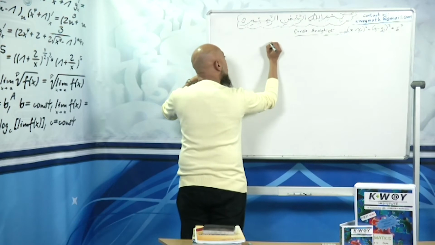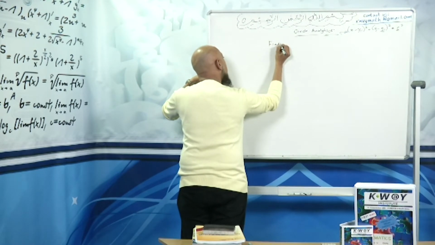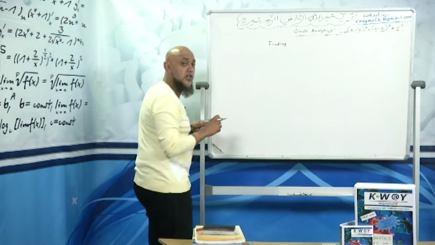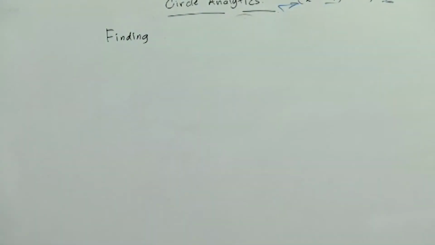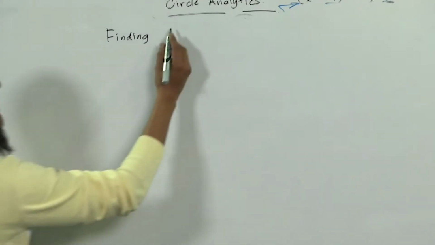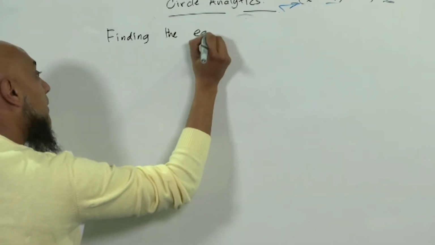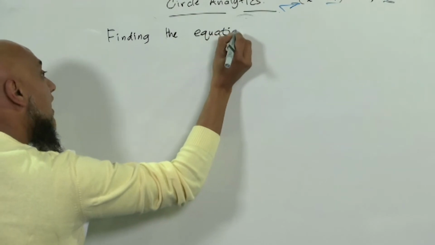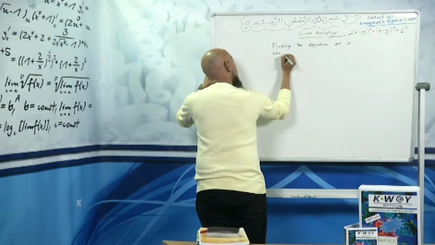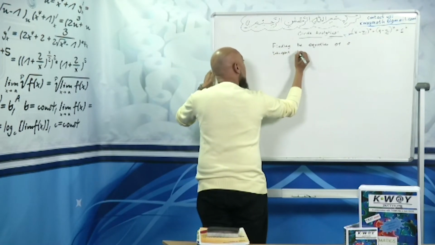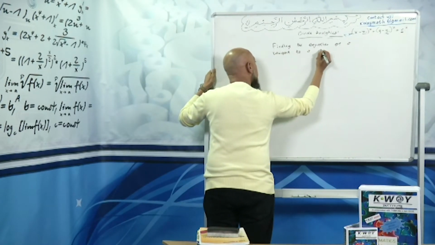The question, now we want to find the equation. Finding the equation of a tangent. So put down the heading. If you've got your pen and books ready, write this heading down. This is type 4, the closing chapter of Circle Analytics: finding the equation of a tangent to a circle.